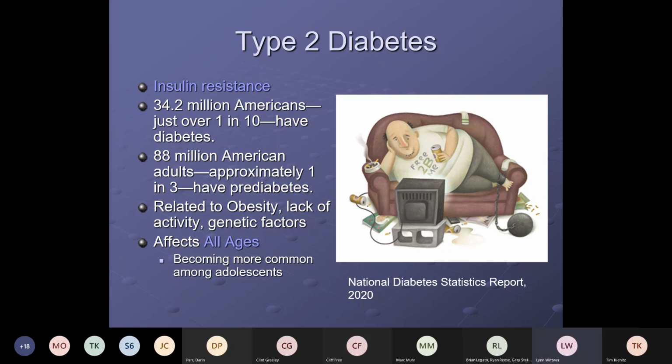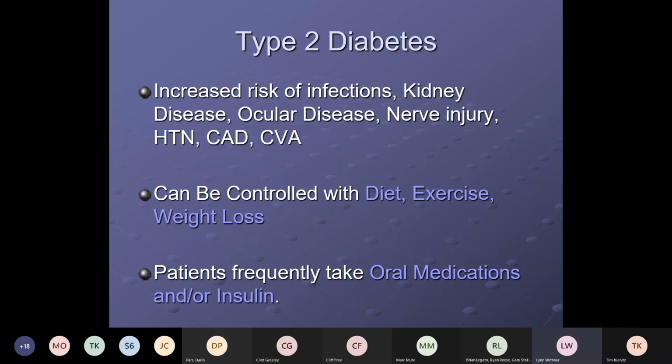Now, this is related to eating as much as anything. It's mostly related to obesity or pre-obesity, lack of activity, genetic factors, but it's becoming more and more common. It's becoming common in adolescence. We see it. And it can be controlled with diet, exercise, and weight loss.